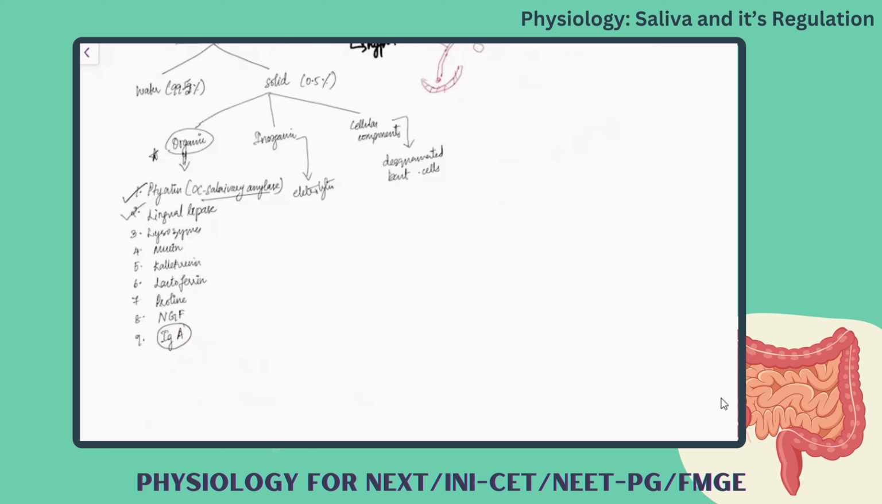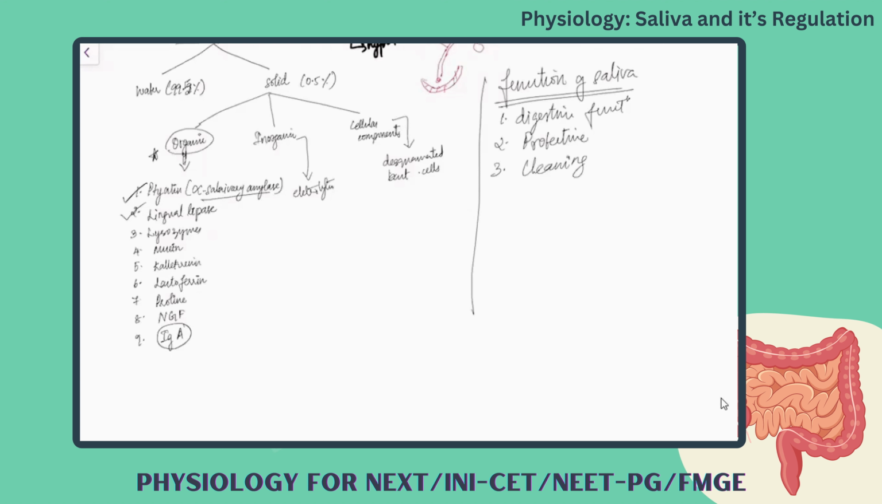So overall, what are all the functions mediated by the saliva? Based upon the organic solids, it is doing the digestive function. And because of the presence of immunoglobulin, it is doing the protective function. This saliva is also cleaning our teeth. After the food enters from the mouth into the pharynx, the food particles are all cleaned by the saliva. So it is also involved in the cleaning function. And it plays a major role in bolus formation.